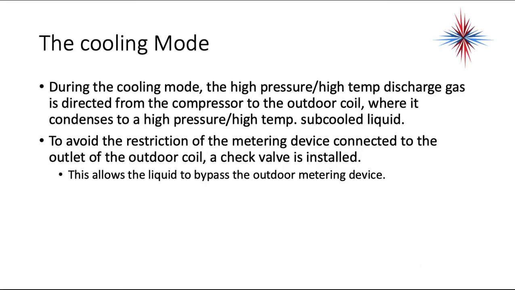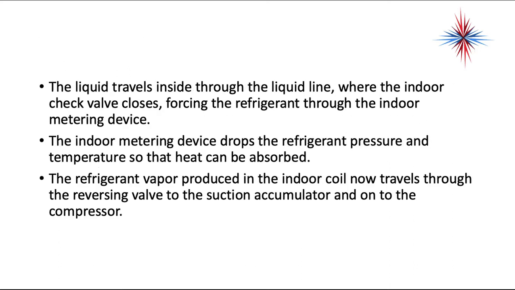During the cooling mode, the high pressure, high temperature discharge gas is directed from the compressor to the outdoor coil, where it condenses to a high pressure, high temperature, subcooled liquid. To avoid the restriction of the metering device connected to the outlet of the outdoor coil, a check valve is installed. This allows the liquid to bypass the outdoor metering device.